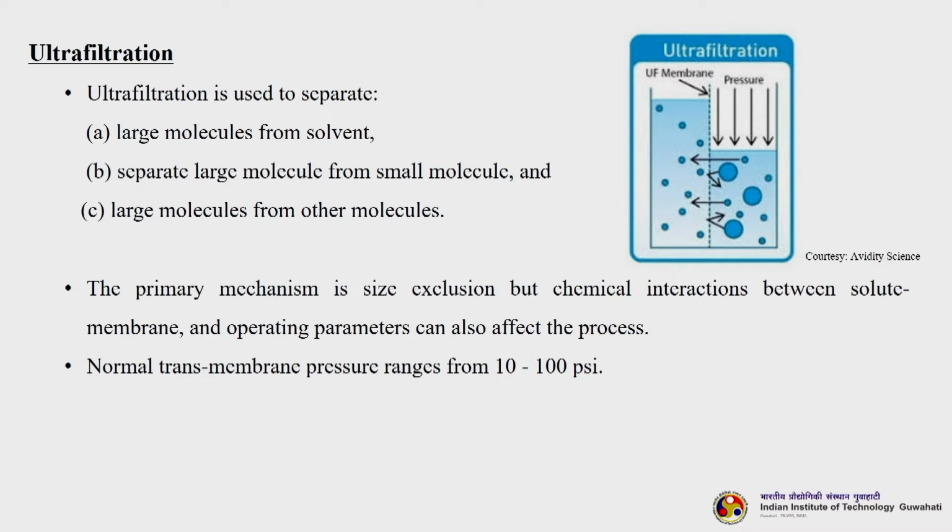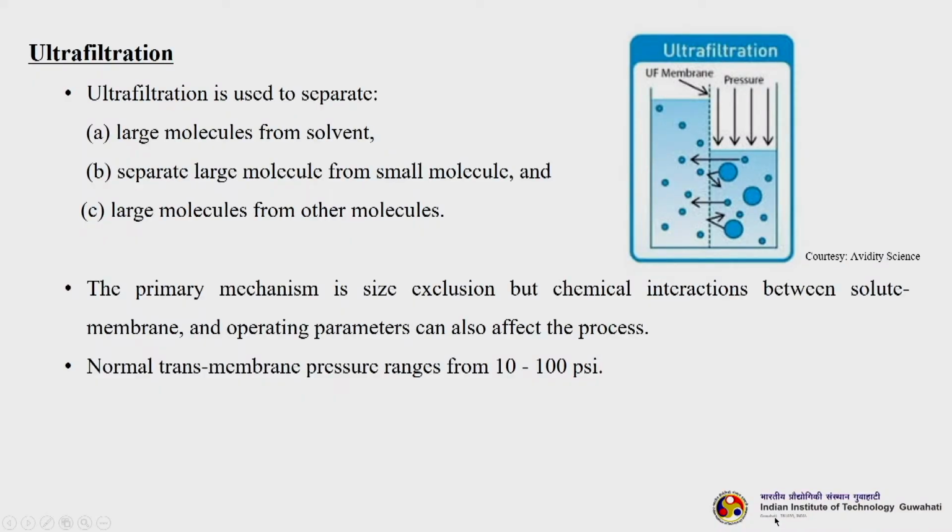As I told you in the last class, there are two very important things which should be noted for any membrane separation process. First is the physicochemical properties of the solute that I want to separate. The second is the physicochemical properties of the membrane, basically the membrane material. Normal transmembrane pressure for ultrafiltration ranges from 10 to 100 psi.